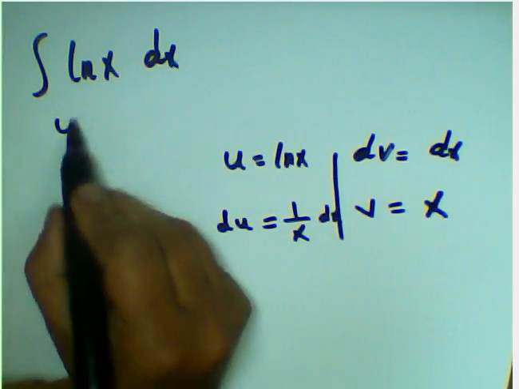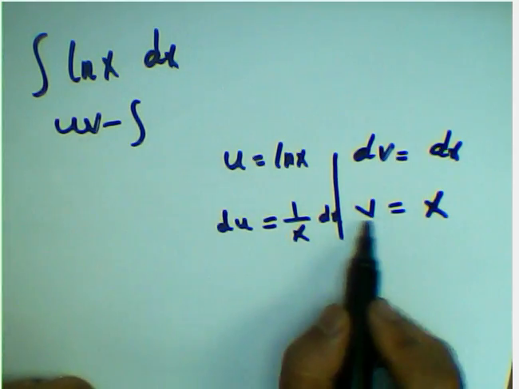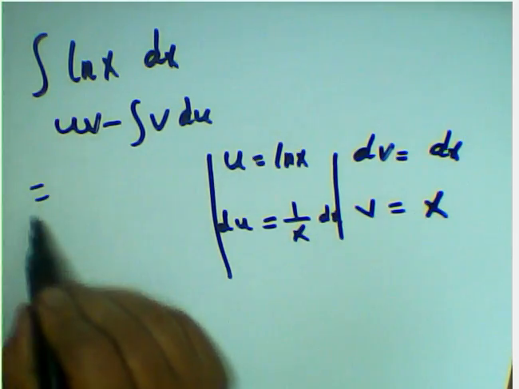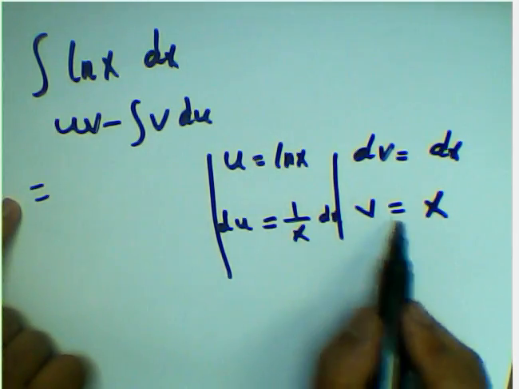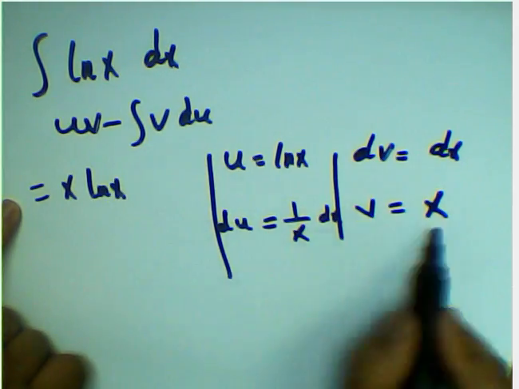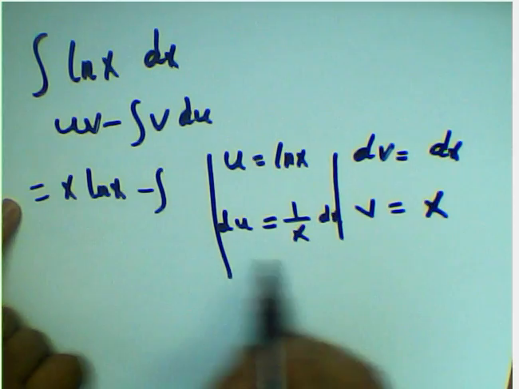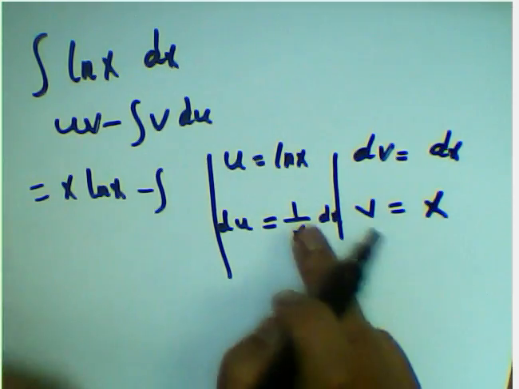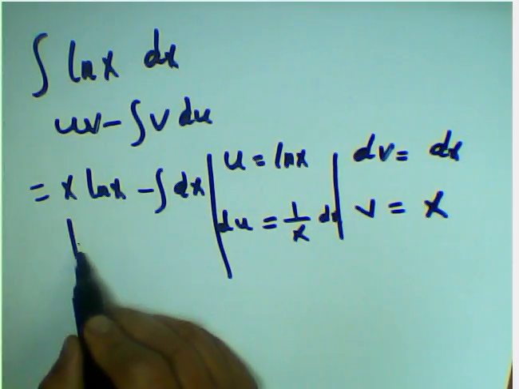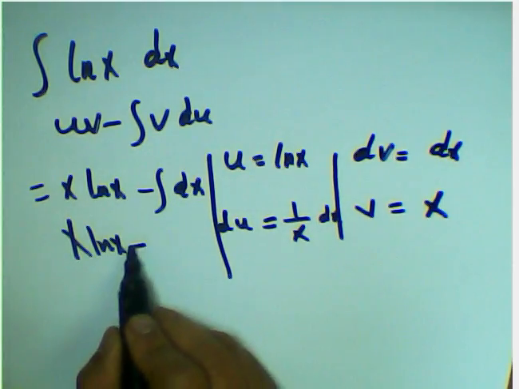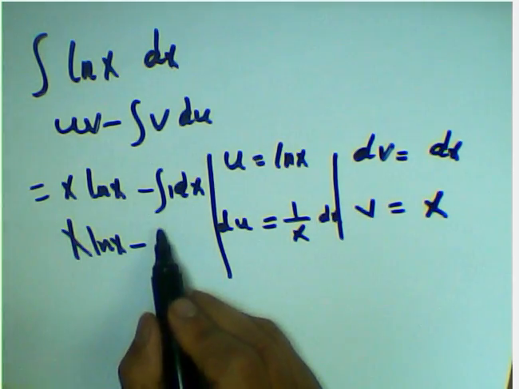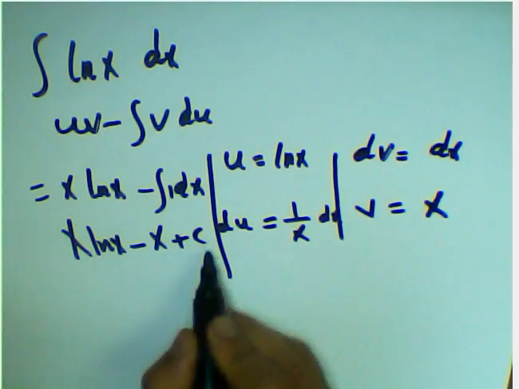Using the rule u multiplication by v subtract by integration of v du. The result will be equal u multiplication by v, ln x multiplication by x, it will be x ln of x. Subtract integration of multiplication between them, x times 1 over x, it will be 1 times dx. So it will be x ln of x, subtract by integration of 1 dx, it will be x plus constant.